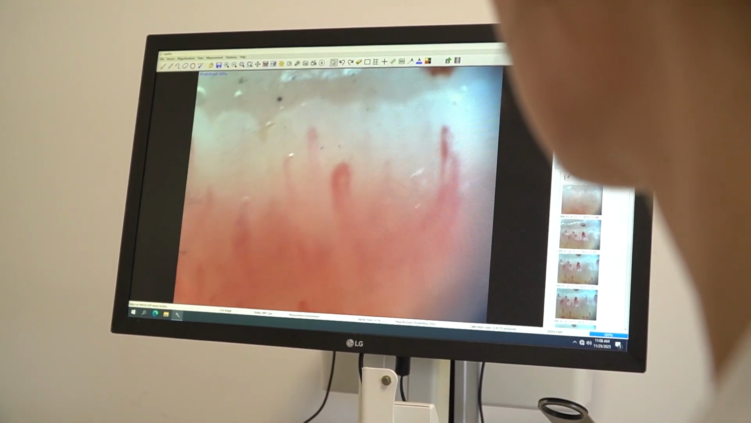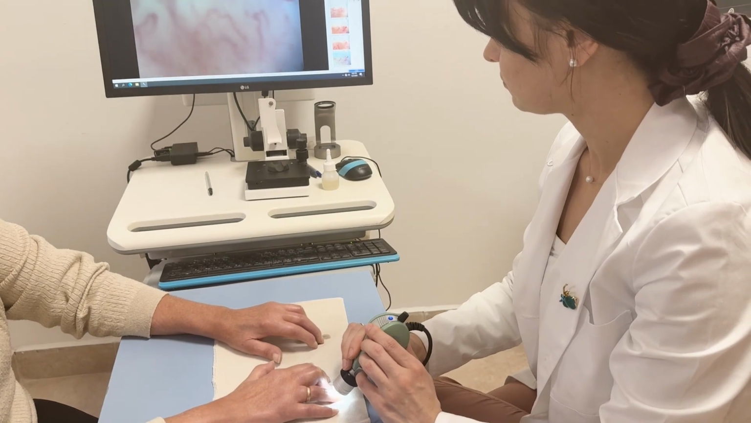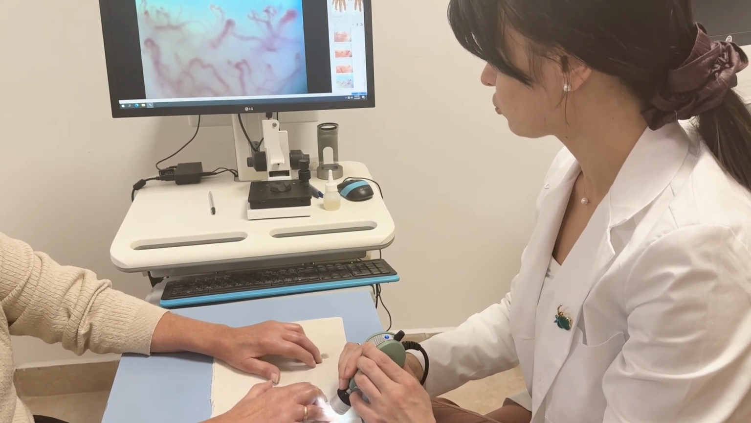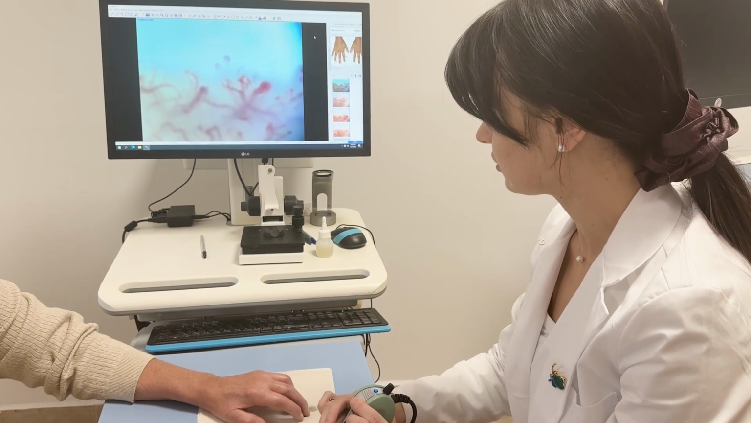In early pattern, there are few giant capillaries, few microhemorrhages, no loss of capillaries, and relatively well-preserved capillary distribution. In active pattern, there are numerous giant capillaries and hemorrhages, moderate capillary loss, and some capillary disorganization. In late pattern, there is severe capillary loss, extensive avascular areas, and a lot of branching capillaries.